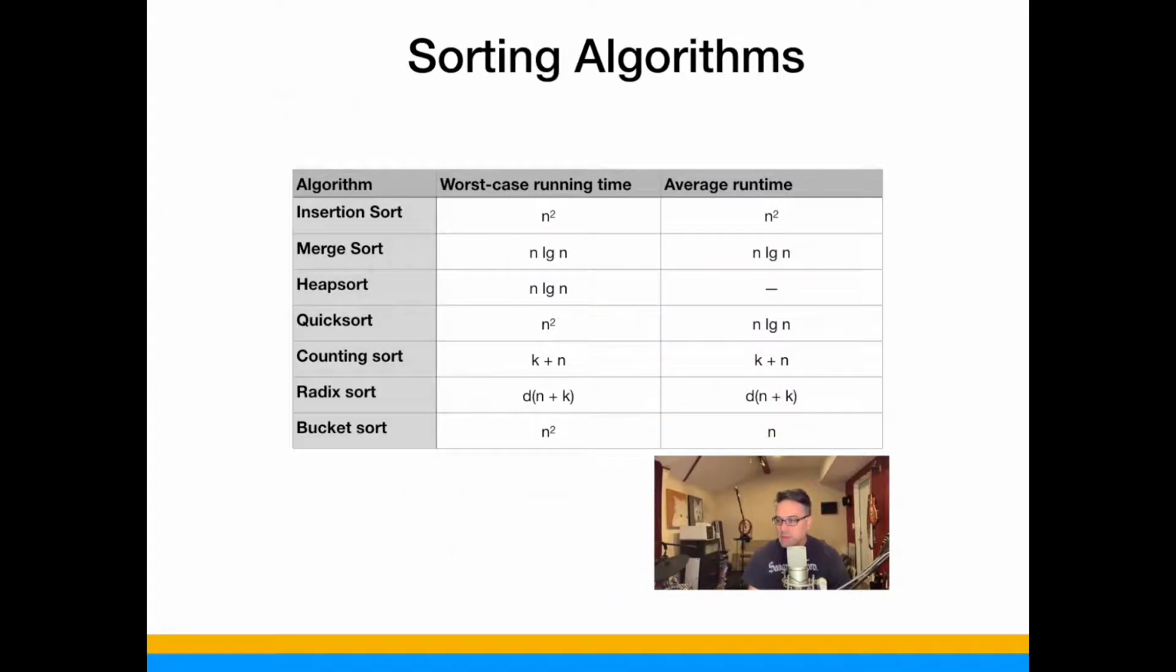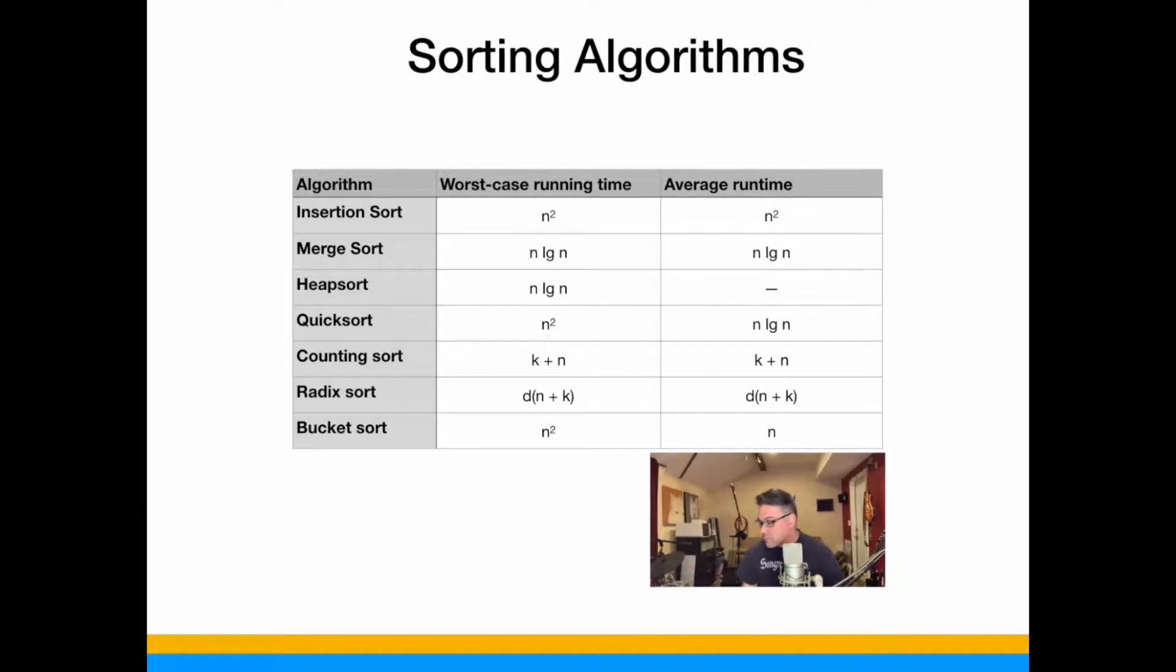And then quicksort, the worst case scenario is n squared, and the average runtime is n log n. Counting sort is k plus n. Radix sort is n plus k. Bucket sort is n squared.